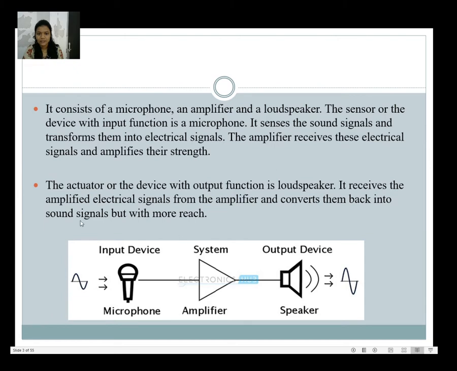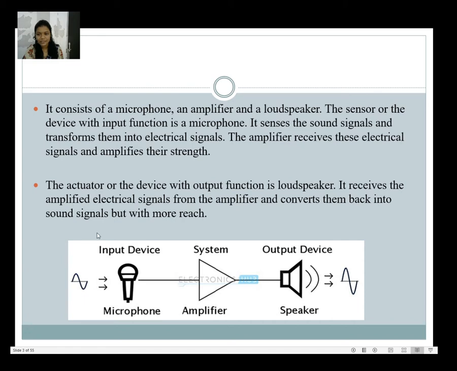Suppose we take a system, then it consists of a microphone, an amplifier and a loudspeaker. The microphone is your input device, then the amplifier, and the speaker is your output device. So the sensor is the device we can use at the input side. The main function of the microphone is to sense the sound signal and transform it into an electrical signal. So the microphone is nothing but a sensor.